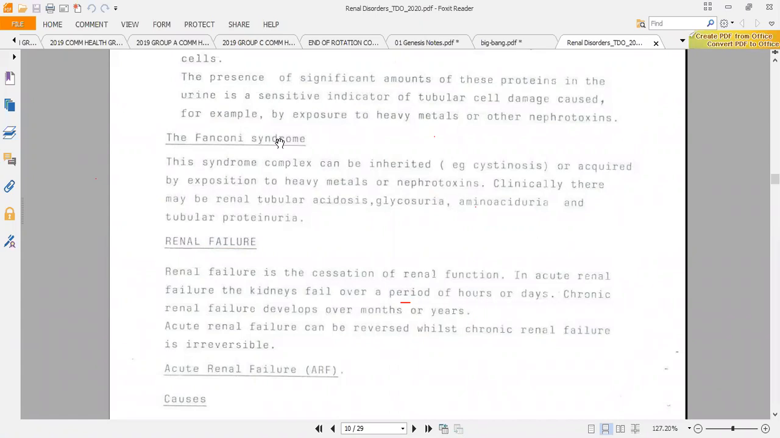So when we started, I mentioned the function of the proximal convoluted tubule, that it absorbs bicarbonate, sodium, glucose, and amino acids, okay? All these things cannot be absorbed. So for someone with Fanconi's disease or Fanconi syndrome, the person's urine will have a lot of glucose, a lot of amino acid, a lot of proteins, and also a lot of acid, okay? Good, so that's Fanconi syndrome.